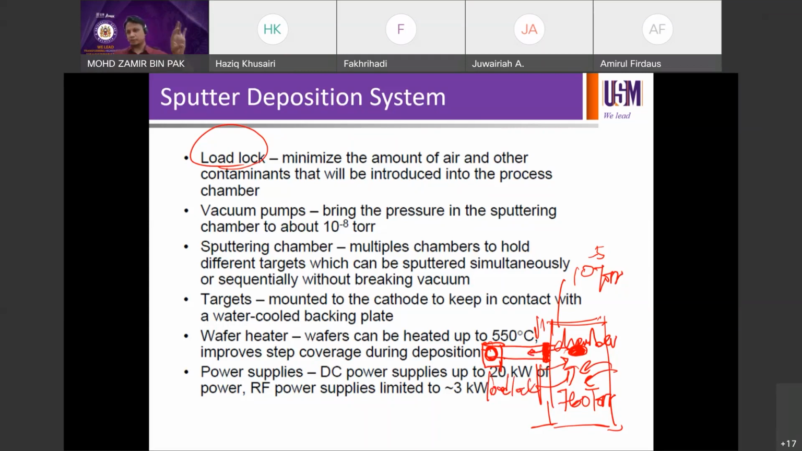Then the moment you transfer your samples into the load lock, the gate valve is closed. It means the chamber and the load lock are isolated, so what happens here doesn't affect what happens here. So you can maintain the chamber at 10-5 and it's isolated already. Then you can vent. Vent means you increase the pressure in the load lock to atmospheric pressure, 1 atm or 760 torr.